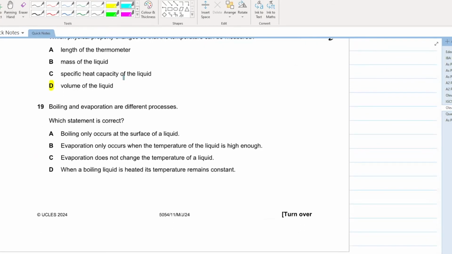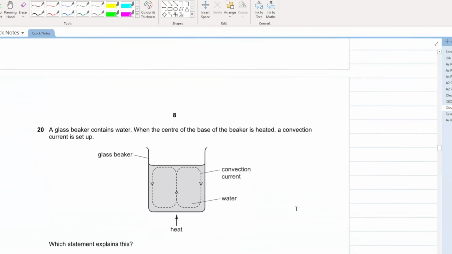Boiling and evaporation are different processes. Which statement is correct? Boiling occurs only at the surface. No, evaporation occurs only at the surface. A is incorrect. Evaporation only occurs when the temperature is high enough. No. Evaporation does not change the temperature of a liquid. No. When a boiling liquid is heated, its temperature remains constant. Boiling always occurs at a constant temperature, known as the boiling point.